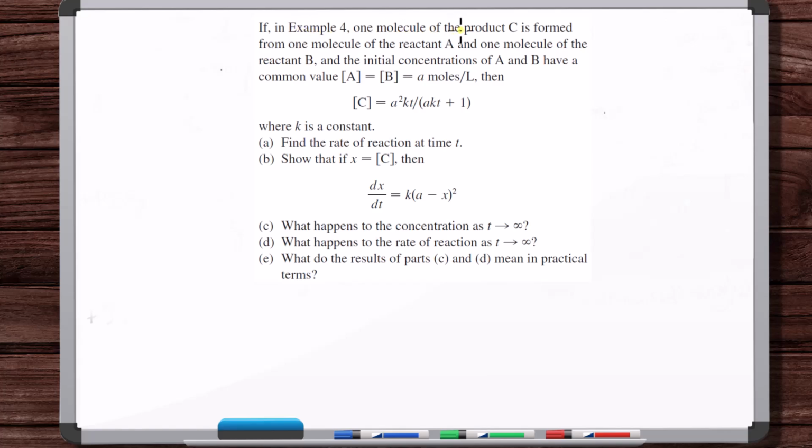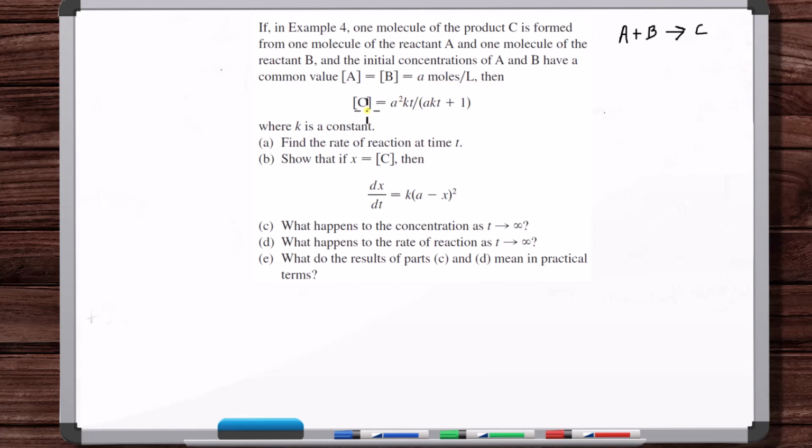In example 4, 1 molecule of the product C is formed from 1 molecule of the reactant A and 1 molecule of the reactant B, and the initial concentrations of A and B have common value, concentration of A equals concentration of B equals a moles per liter, then the concentration of C is given by this formula, where k is a constant. So what it's saying here is just a simple A plus B gives C, right? This 1 molecule of the product C is formed from 1 molecule of the reactant A. We don't have a coefficient of 2 here and 1 here and 3 here. It's all ones. Okay, the initial concentrations of A and B have common value a moles per liter.